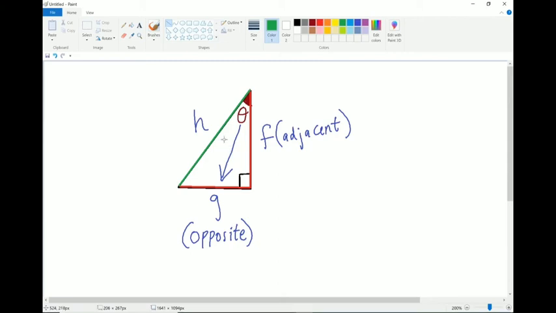Because your hypotenuse is always going to be the side that connects the ends of your L, okay? Connects the ends of your L. And it's also across the 90-degree symbol, right? It's always across the 90-degree symbol. So the side labeled H is our hypotenuse.